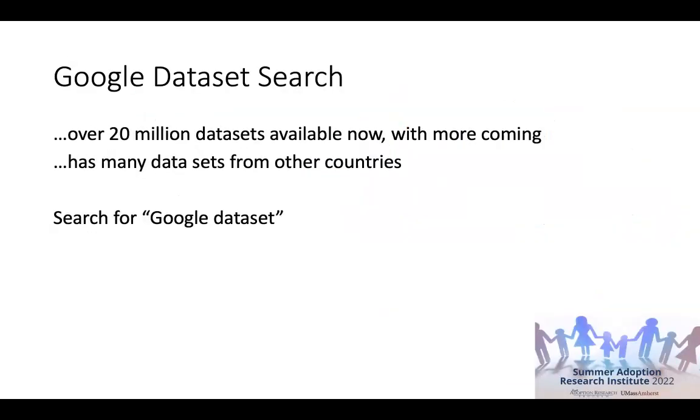Another one to know about is Google Dataset. Just as with many, many things about Google, it has grown like crazy. There are over 20 million data sets available now, with more on the way every day. And they have a lot of data sets from countries outside the US. So that makes it also very interesting. ICPSR also has some data sets from outside the US, but my impression is that most of them are American data sets. But Google is much more international in scope. And to find it, just enter into a search engine, Google data set, and it will take you right there.